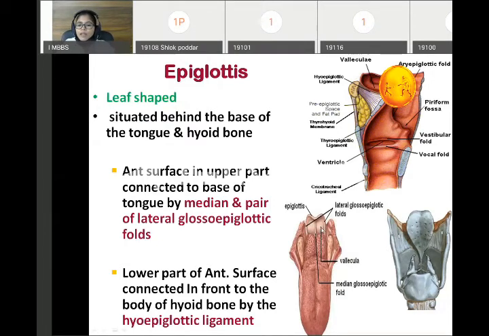Now, the lower part of the anterior surface is connected in front with the hyoid bone. It is connected with the hyoid bone by one ligament, that is the hyoepiglottic ligament. So this is the ligament connecting the epiglottis with the hyoid bone. This is the hyoepiglottic ligament.